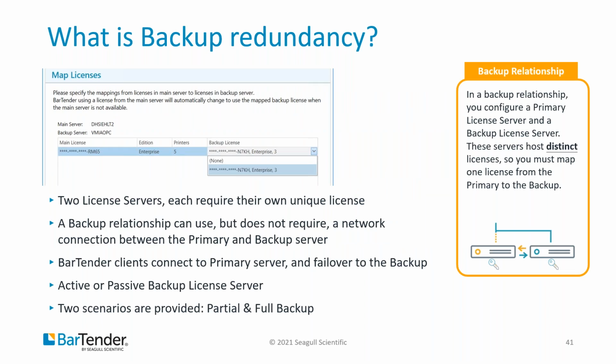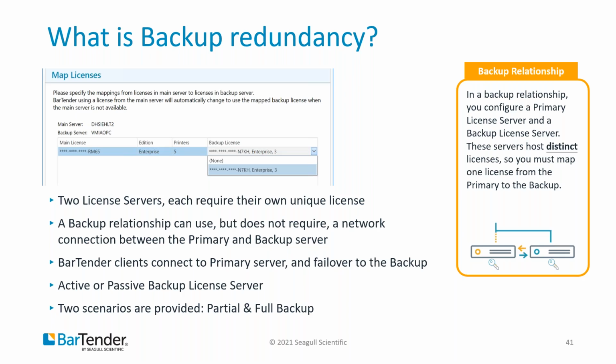So first, backup redundancy. The idea of backup redundancy is kind of like with the old Siegel license server. You have a primary and alternate license server. So you have the main primary license server, and now we call it the backup license server. So if the BarTender client is unable to find the primary, it will automatically fail over to the backup license server.